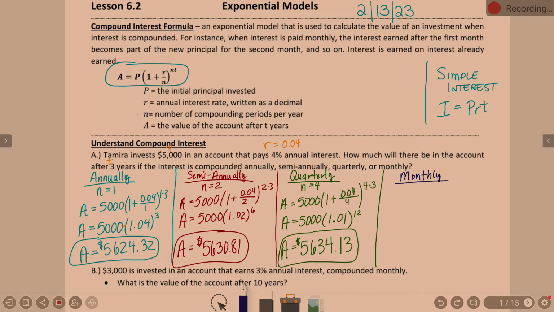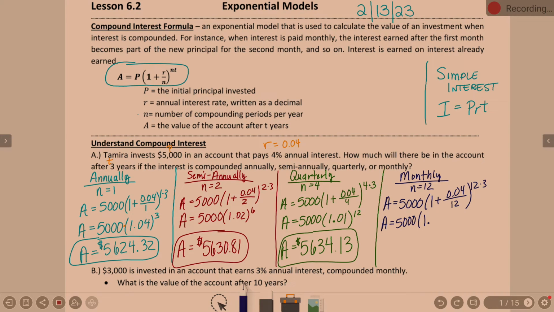Okay. And what if interest is compounded monthly? What does that mean? 12 times a year. So n is 12. So 5,000 times 1 plus 0.04 divided by 12 raised to the 12 times 3. Still 5,000 out front. In my parentheses, it's 1 point something. Now, does this one divide nicely?